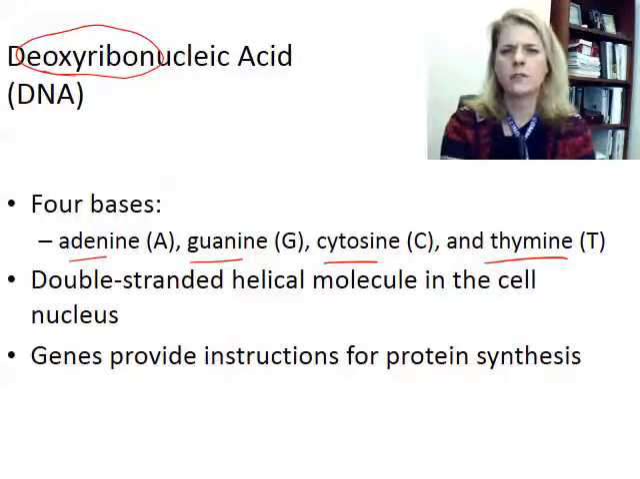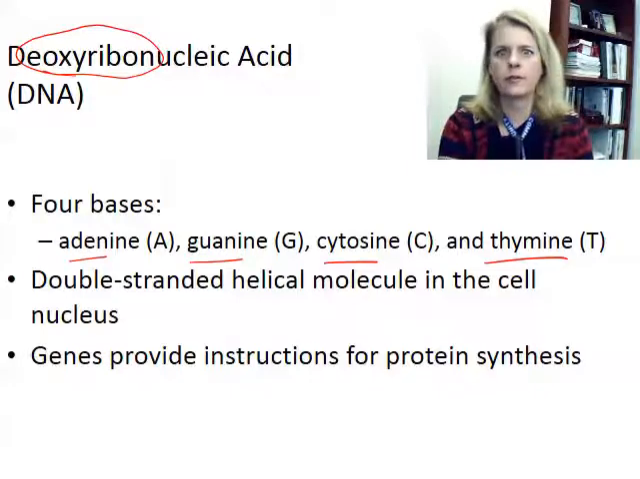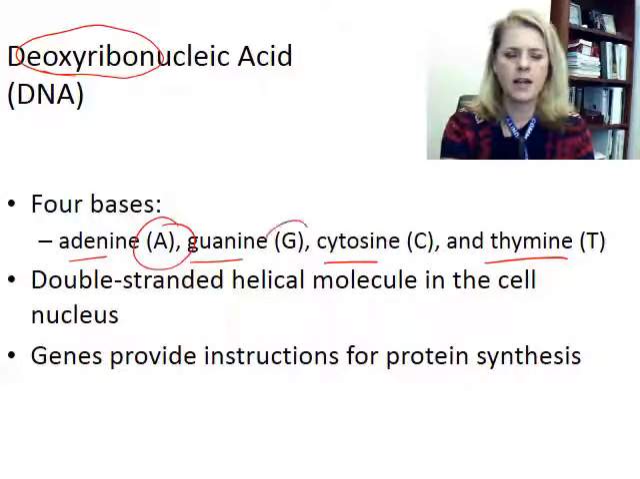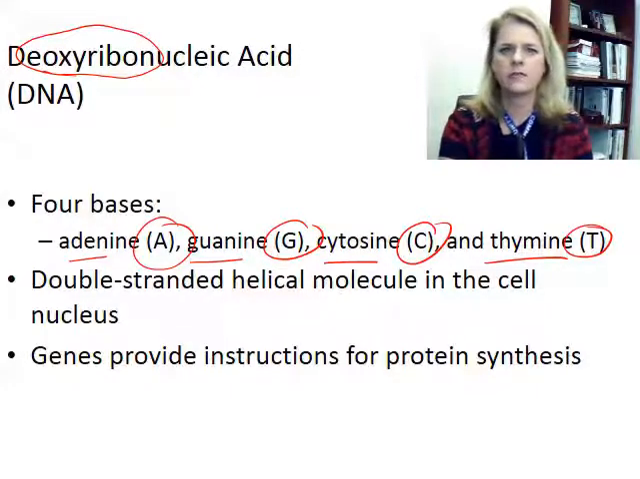And we'll cover this when we talk about DNA replication and protein synthesis. We'll kind of go over this again. But we always abbreviate adenine with A, guanine with G, cytosine with C, and thymine with T. So you need to kind of learn those 4 bases and their letters.